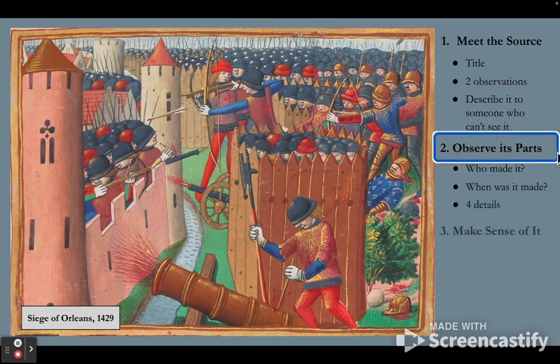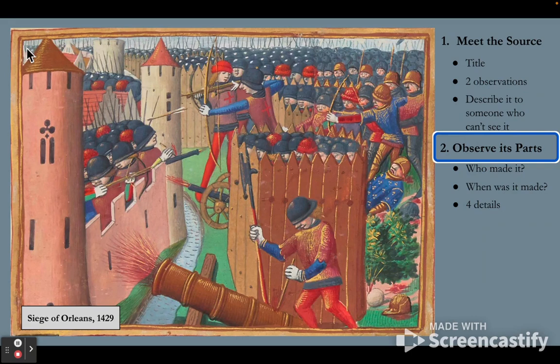Four details. Detail number 1 is that I see that this side is using longbows and this side has crossbows. Detail number 2, I see that this side is using cannons and they're shooting the cannons at the castle. Detail number 3, I see that this side has way more soldiers that are surrounding this castle. You can see that their armor and their weapons surround the castle all the way to over here.